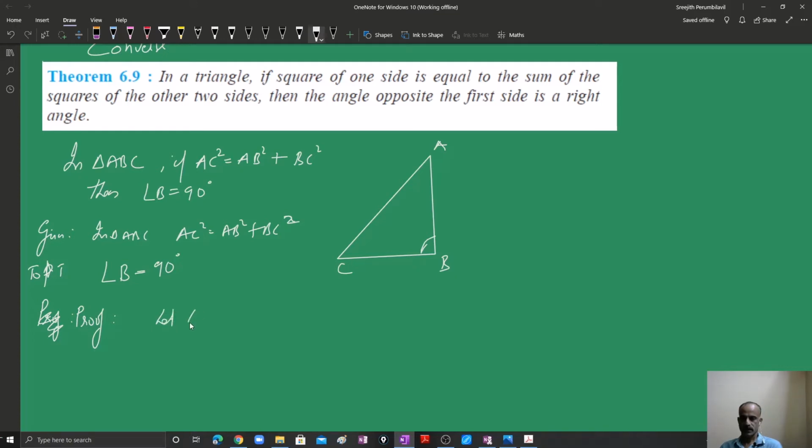Let angle B not be equal to 90 degrees. So we will make a construction here. Construct a right triangle. Is it possible to construct a right triangle? That we know. Construct a right triangle.